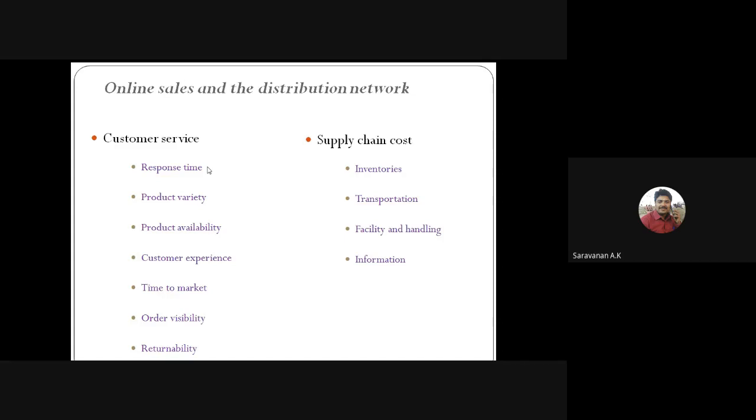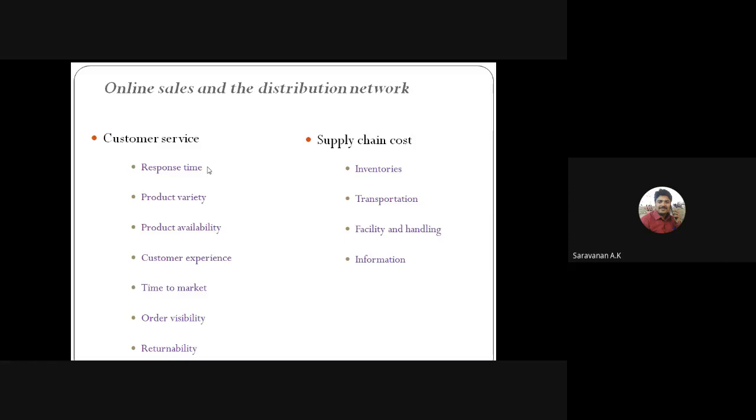Then the product availability. By aggregating its inventory, a company selling the product online improves the product availability. And better information on customer preference also allows firms selling online products to improve their availability.